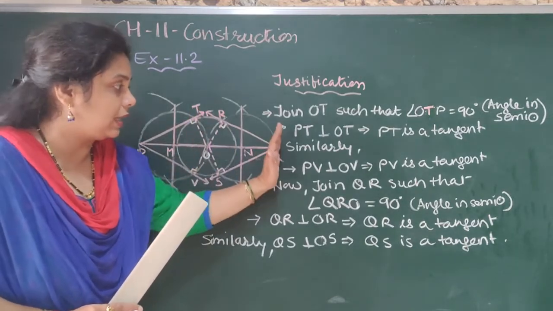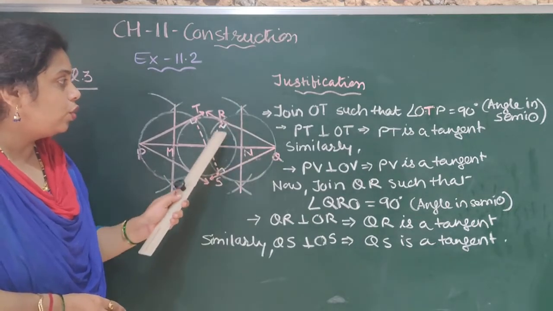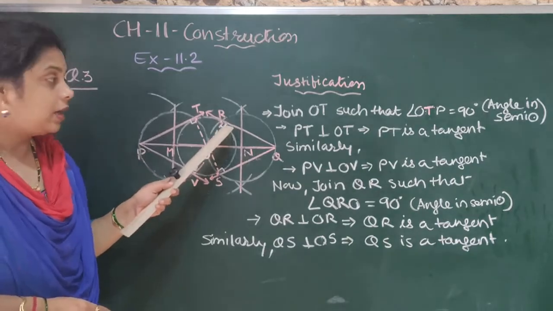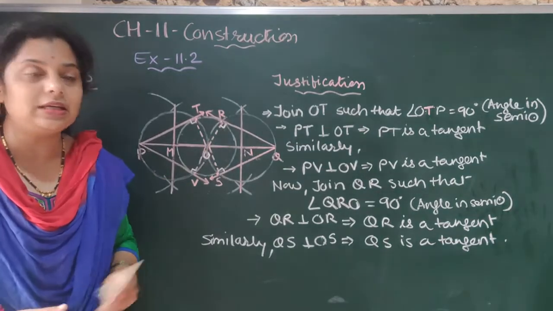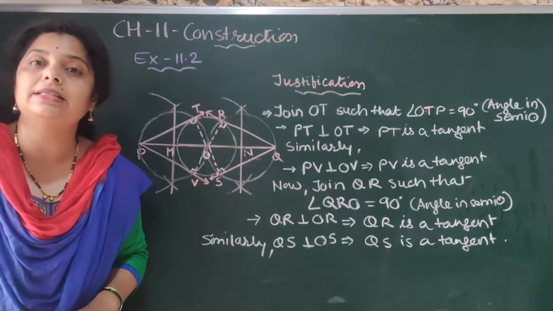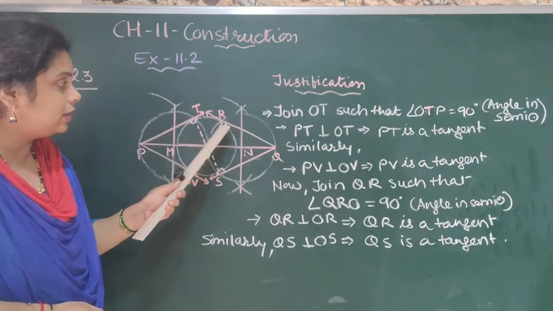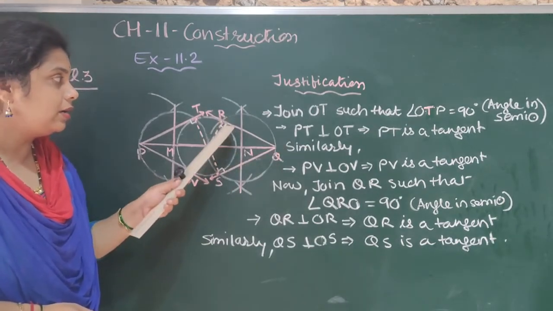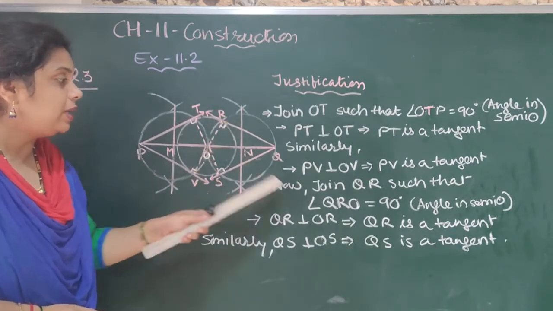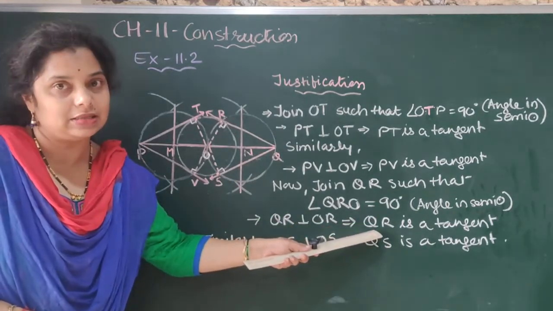Now come to the second half. Now join QR such that angle ORQ or QRO is 90 degrees. Again, the reason behind this 90 degrees is the semicircle. The angle subtended in a semicircle is 90 degrees. Similarly, as OR and QR are subtended at 90 degrees, therefore QR is perpendicular to OR and therefore QR is a tangent.